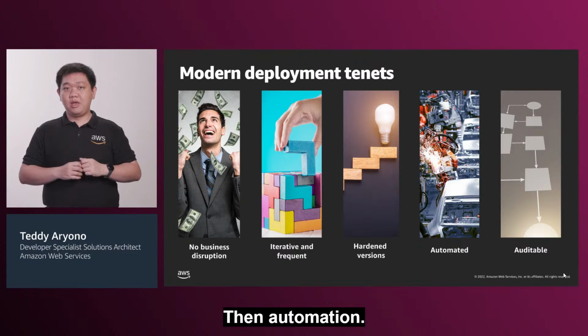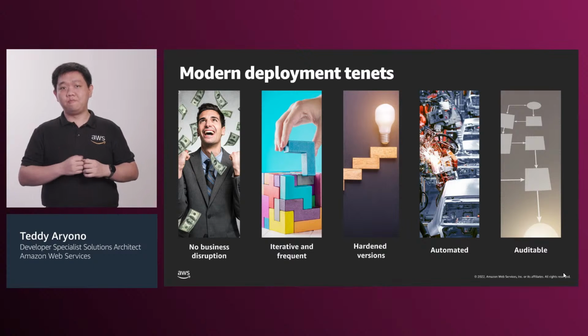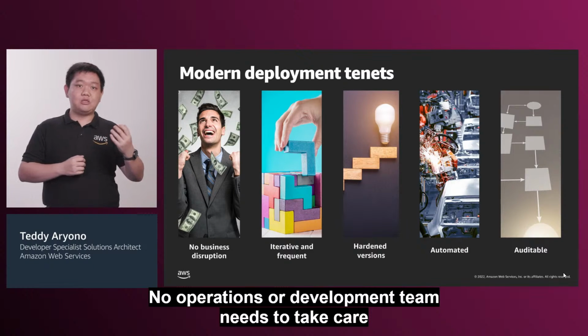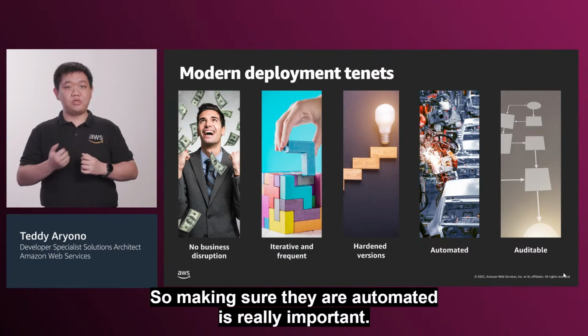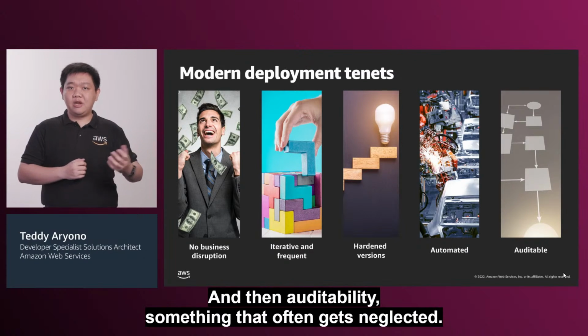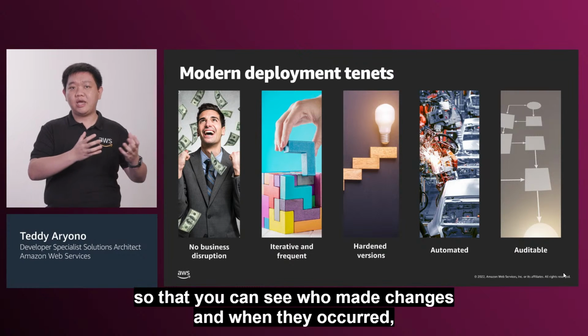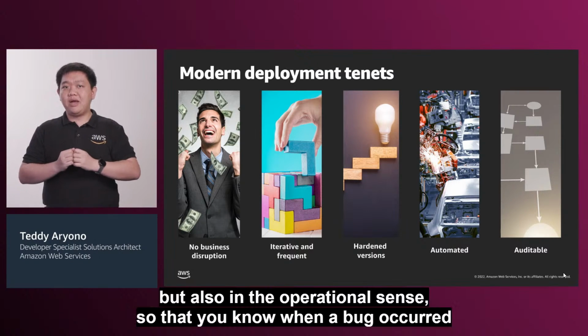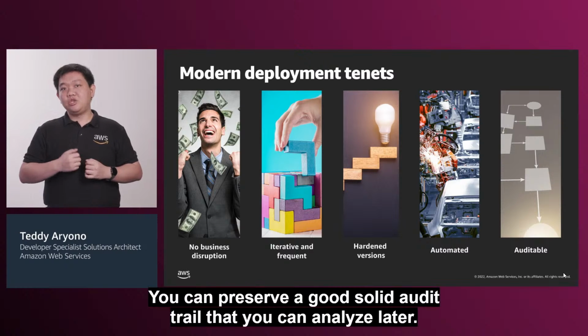Then automation. I believe I don't need to explain much more about automation and how this deployment should be automated. No operations or development team needs to take care of the deployment while it's occurring. So making sure they are automated is really important. And then auditability, something that often gets neglected. It's not just important during an audit in the security sense, so that you can see who made changes and when they occurred, but also in the operational sense, so that you know when a bug occurred and what's causing it within an environment. You can preserve a good, solid audit trail that you can analyze later.